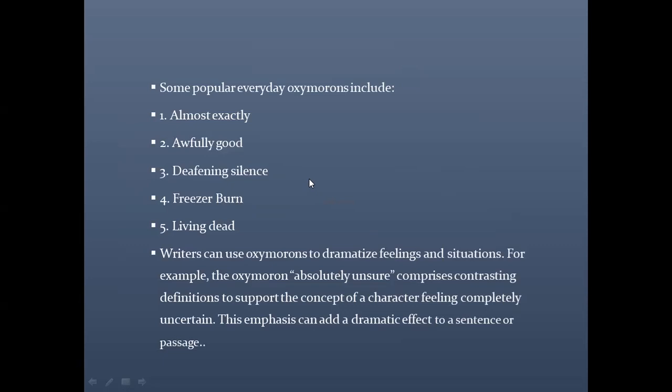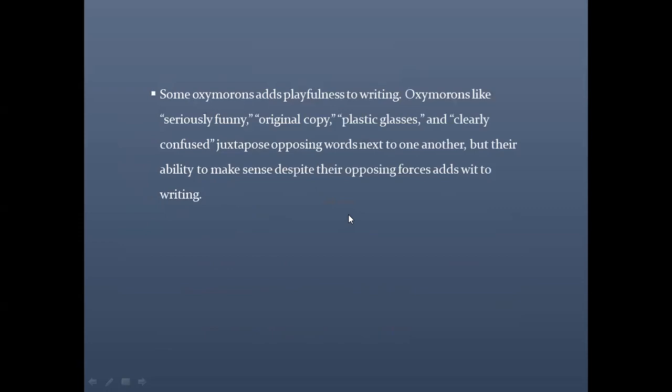And some popular everyday oxymorons are almost exactly, awfully good, deafening silence, freezer burn, living dead. And writers can use oxymorons to dramatize feelings and situations. For example, the oxymoron absolutely unsure comprises contrasting definitions to support the concept of a character feeling completely uncertain. And this emphasis can add a dramatic effect to a sentence or a passage.